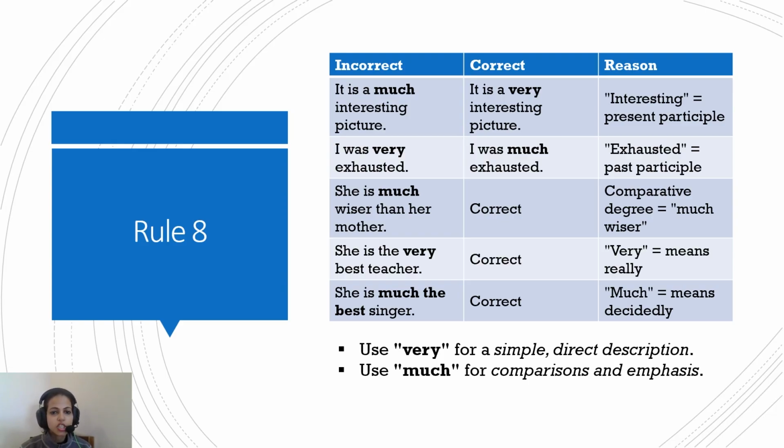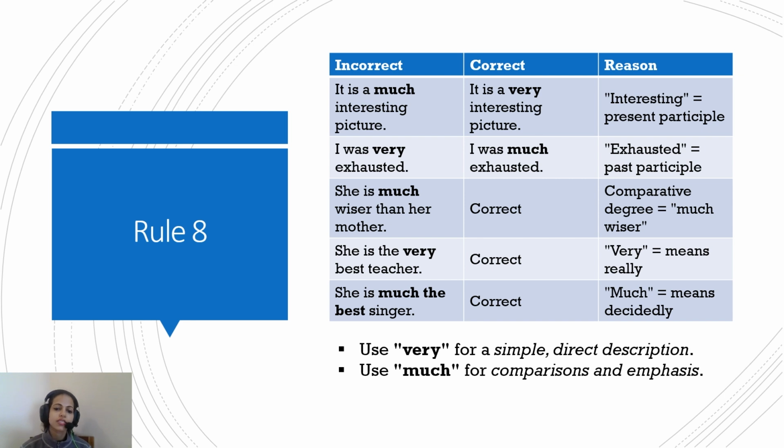So, it is a much interesting picture. Here interesting is a present participle, and hence the word much is not correct because we use it with past participles. So the correct word here would be very: it is a very interesting picture. I was very exhausted. Now, exhausted is a past participle, and hence we would say I was much exhausted. Although I was very exhausted sounds correct because that's how we speak these days, the grammatically correct way would be I was much exhausted, because exhausted here is a past participle.